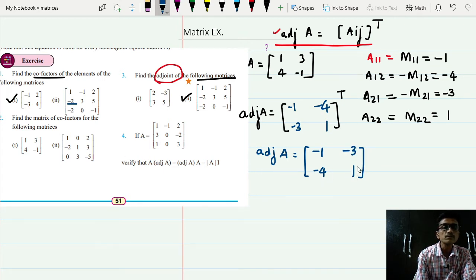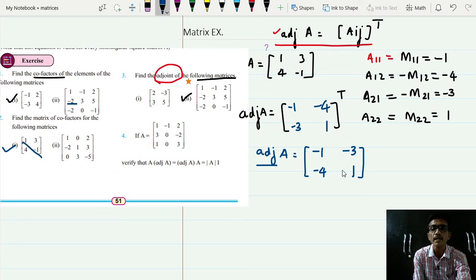So this is what adjoint of the matrix is. Here is the matrix. We find all minors and cofactors and then the adjoint of this matrix. तो इस matrix का adjoint ये है. You can observe over here, इसमें जो diagonal elements है वो they are interchanged in the adjoint, और जो non diagonal elements है उसका खाली sign change हुआ है.